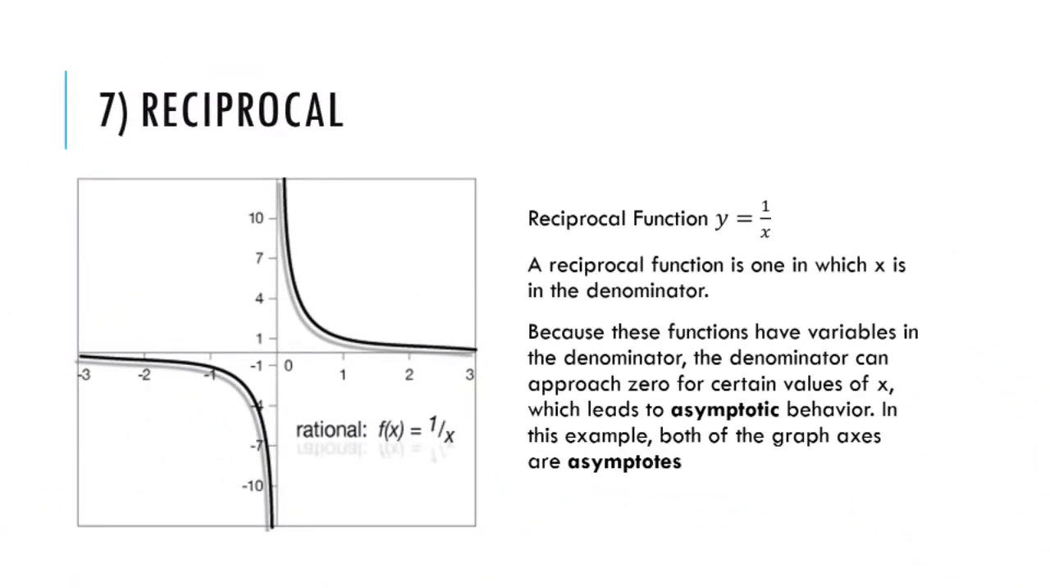This is a rational or reciprocal function, y equals 1 over x. We're going to graph those functions later on in the year. This function has asymptotes. We're going to talk about that in detail later on. So y equals 1 over x is called a rational or reciprocal parent function.